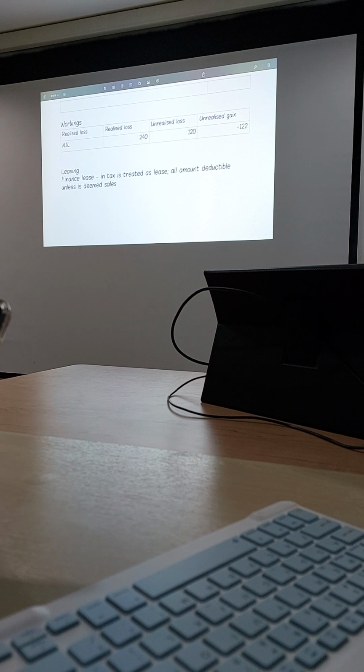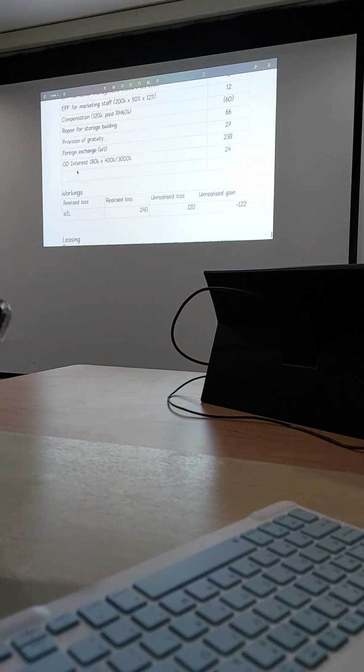Okay, this is actually the leasing chapter. If it's deemed sales, you can claim capital allowance. Remember, if it's deemed sales, you can claim capital allowance. Otherwise, you cannot claim capital allowance. The whole thing is deductible. Does that make sense? The whole thing is deductible. So here, lease minus 167. Does that make sense?